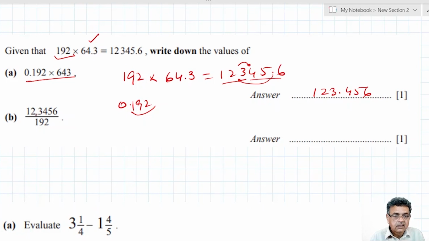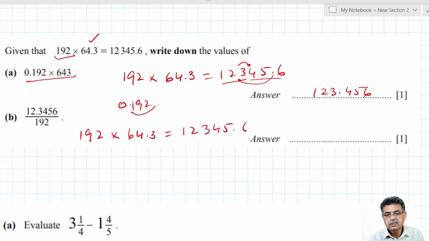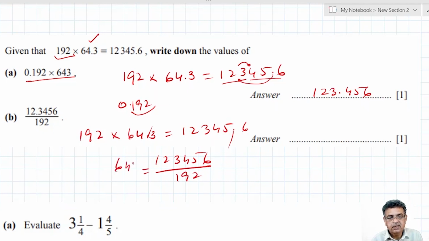Now this value 12345.6 is the product of these two numbers: 192 multiplied by 64.3 gives us 12345.6. If we remove the decimal from here, the same decimal will be removed from here. Now 123456 divided by 192 will give you 643. So the answer will be 643.